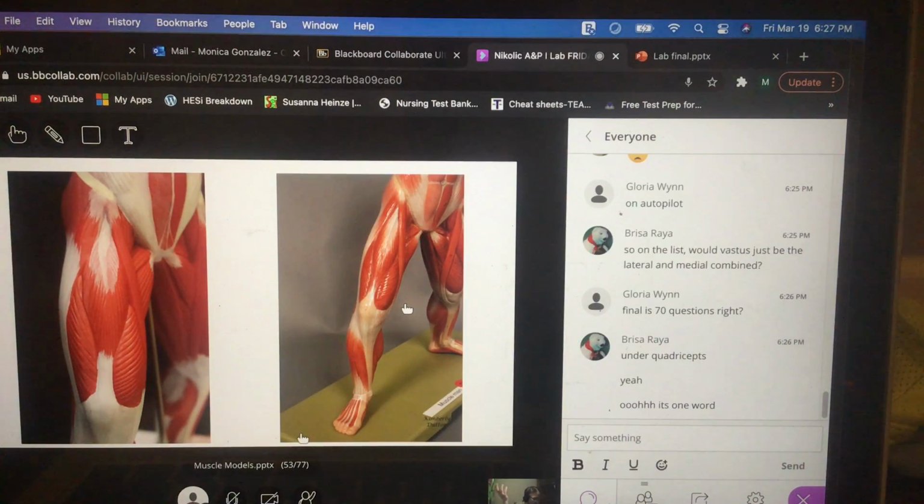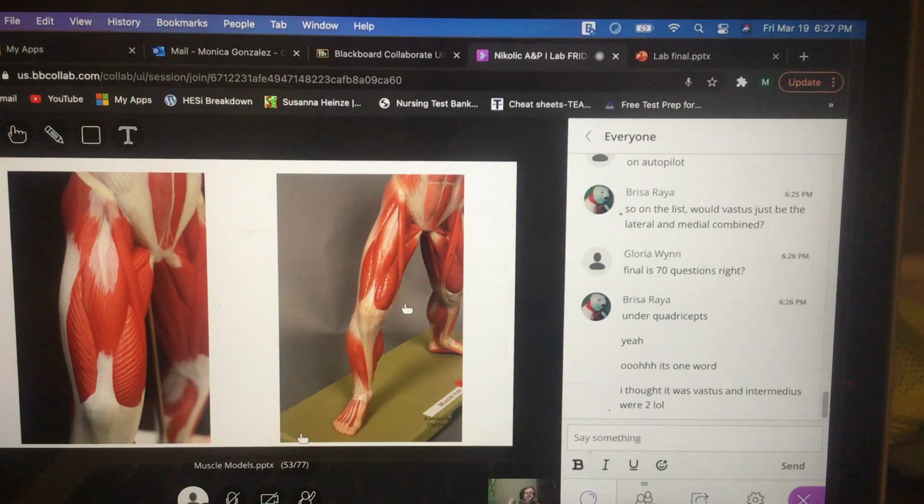It's one word. Oh, the vastus intermedius? Yeah, that's one word. I don't know why they indented it and put it on the next line. But it's the vastus intermedius. Probably because it didn't fit in the actual imaginary column.